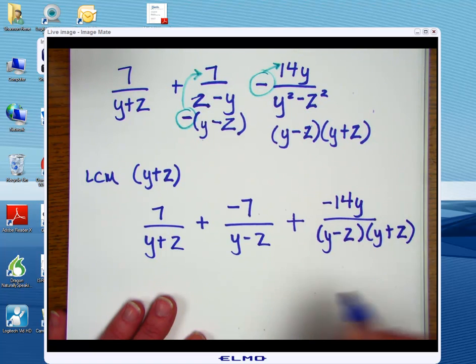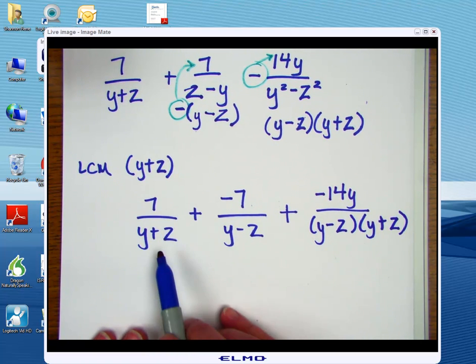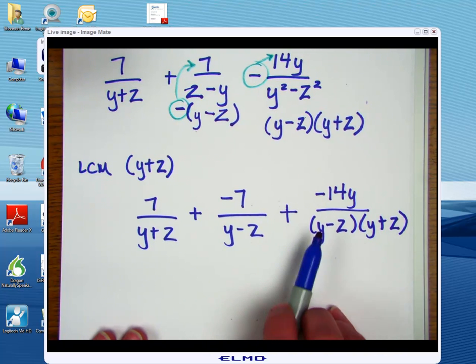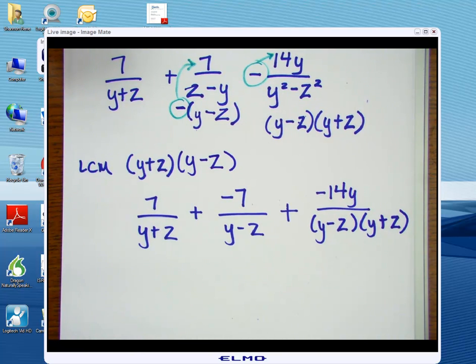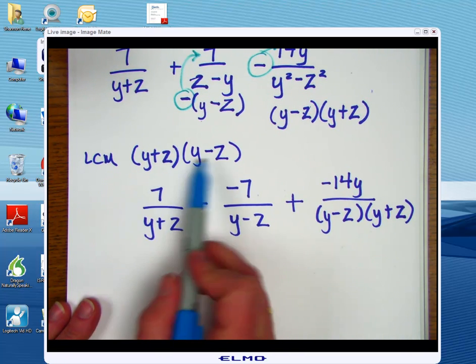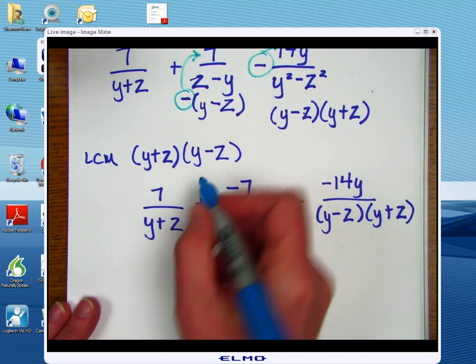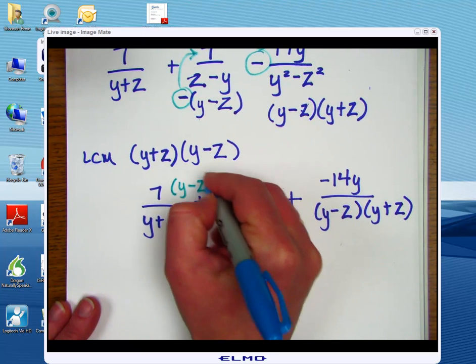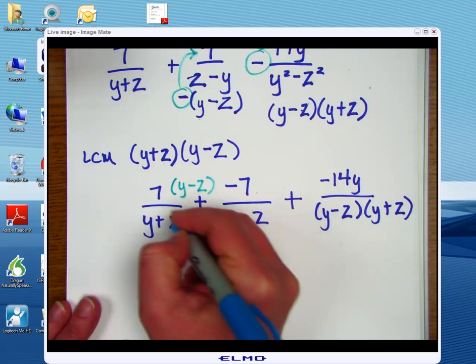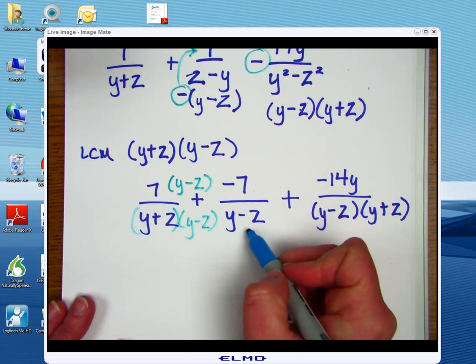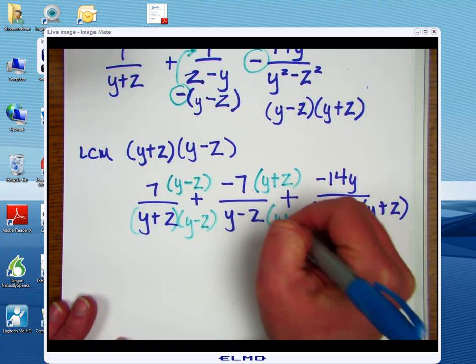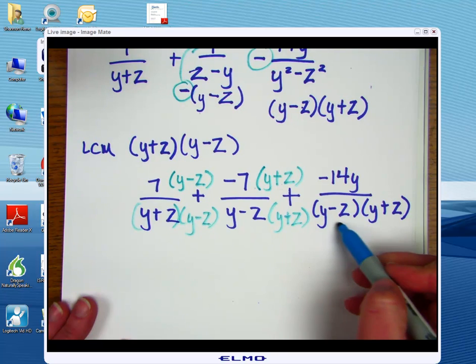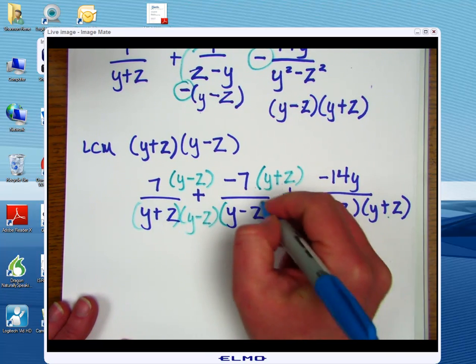Now going back to my least common multiple that I was originally talking about, I see that I need a y plus z, and then in addition I need a y minus z. Okay, and from there we just need to figure out what we need to multiply each term by. This has the y plus z, so I need to multiply by y minus z, top and bottom. Now this one has the y minus z, so I need to multiply this one by the y plus z, top and bottom. And this one's fine because it already has y minus z, y plus z.